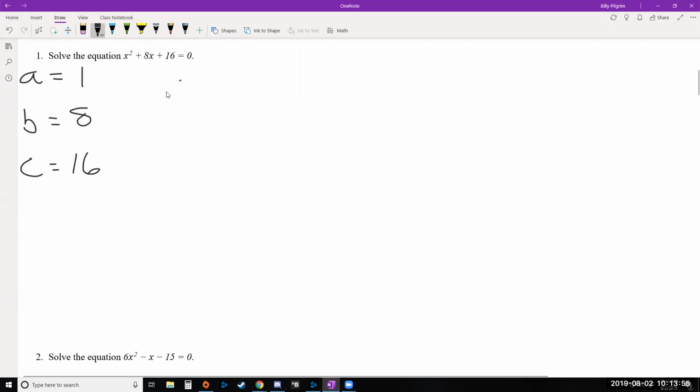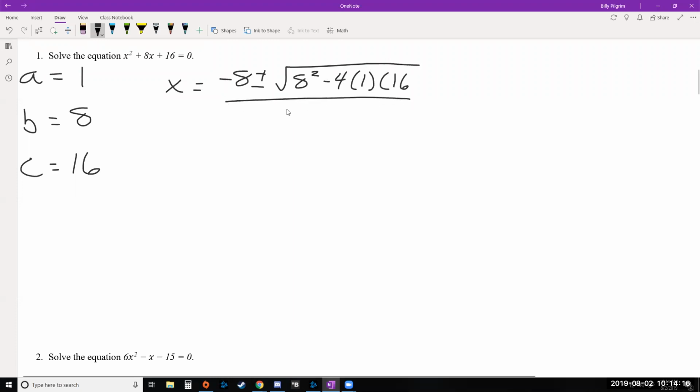So when we start our quadratic formula, it's x equals negative b, in this case will be negative 8, plus or minus the square root of, and then it's b squared, which is 8 squared, minus 4ac, so 4 times a, which is 1, times c, which is 16. All over 2a, which will be 2 times 1. Okay, so that is just plugging everything into the quadratic formula, and now it's just a matter of doing some simplification. So let's start by working under the square root.